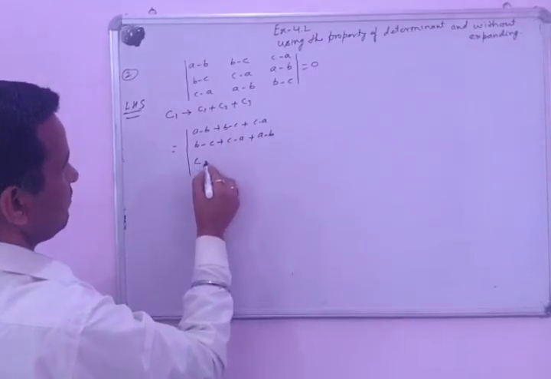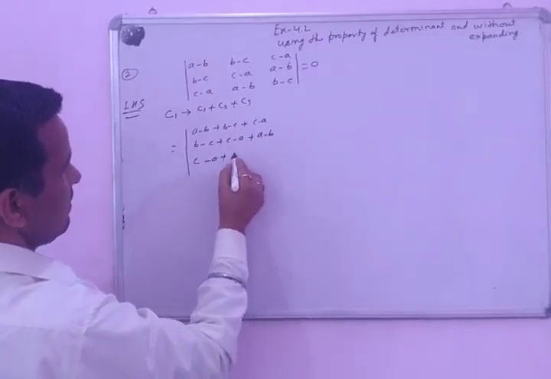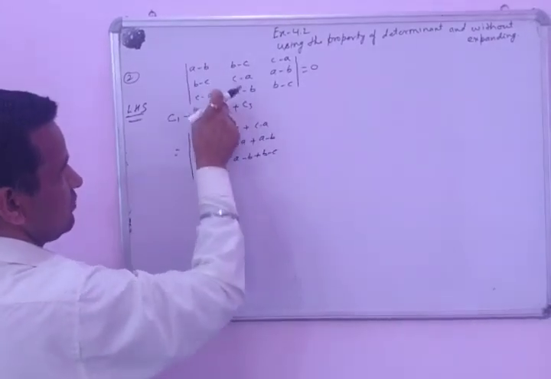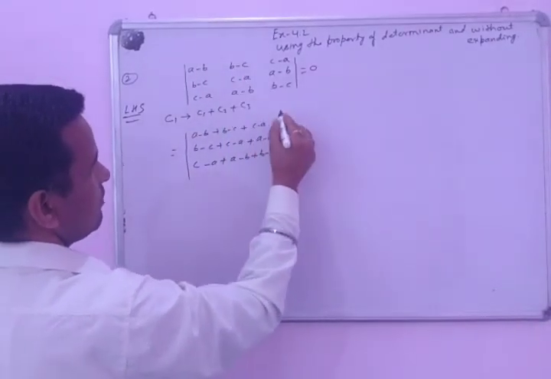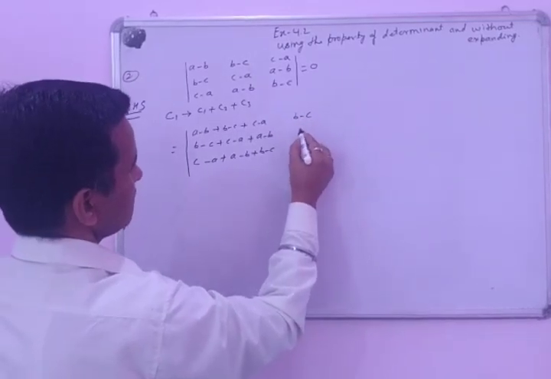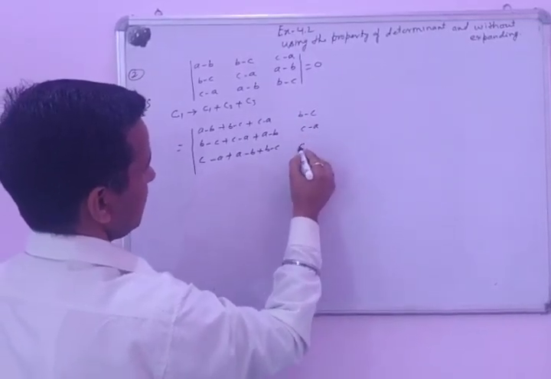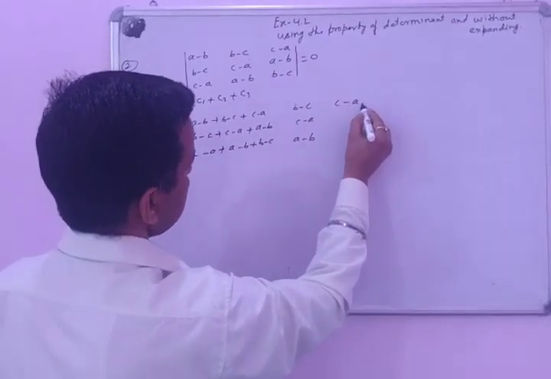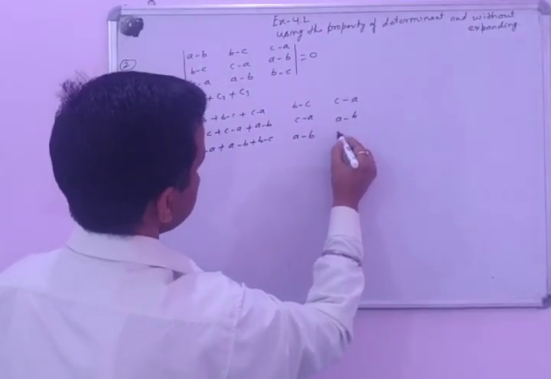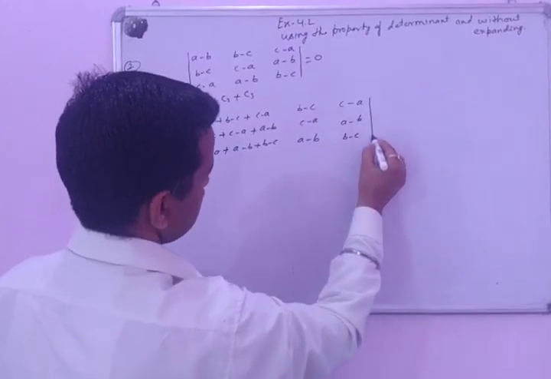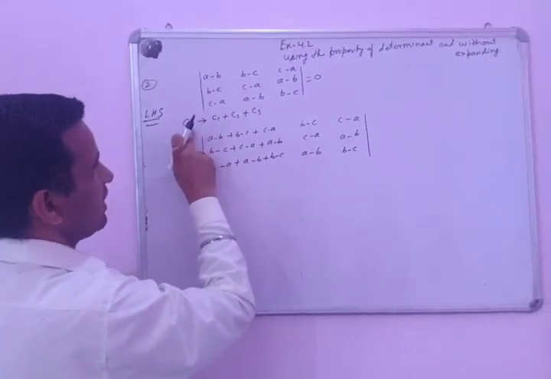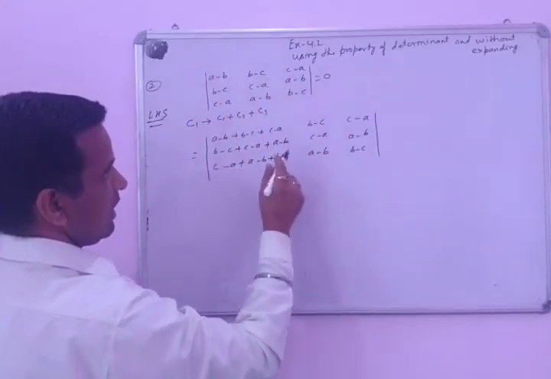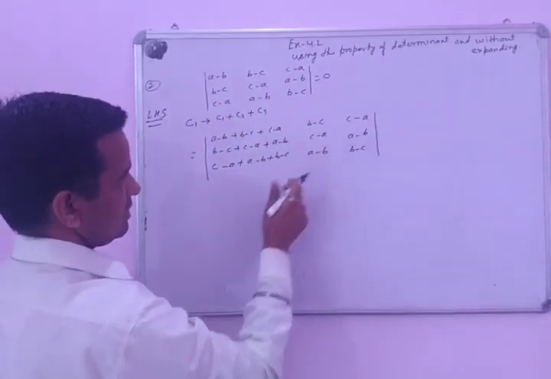Next, c minus a plus a minus b plus b minus c. This is the first column work. Second column here: b minus c, c minus a, and a minus b. Third column here: c minus a, a minus b, and b minus c. This is the addition. C1 we write as C1 plus C2 plus C3, adding the three columns here, and this is C2, this is C3.